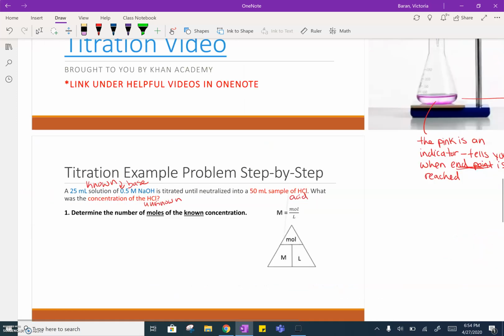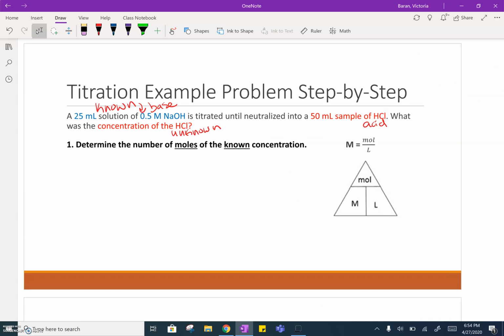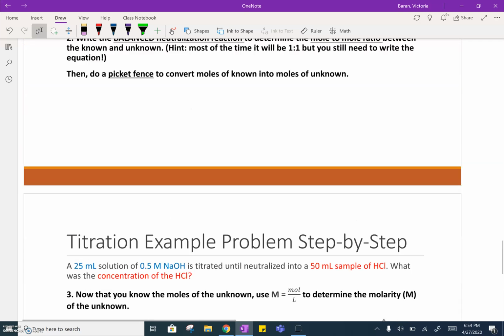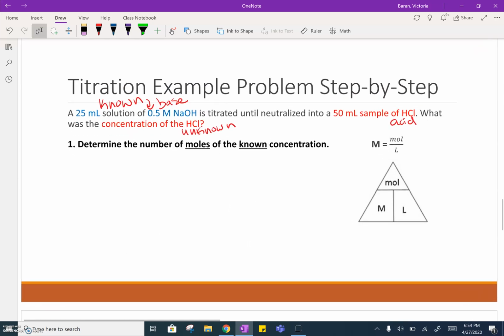So we're going to go through the steps for how to figure that out, again, only using an equation that you already know. So we're going to break this down into 3 steps. So the first step is to determine the number of moles of the known concentration. Again, since we've done this titration, we know that the moles of that H plus or the H3O plus have to be equal to the moles of the OH minus. So the first thing we're going to do is we need to figure out just how many moles of that NaOH we have to begin with.